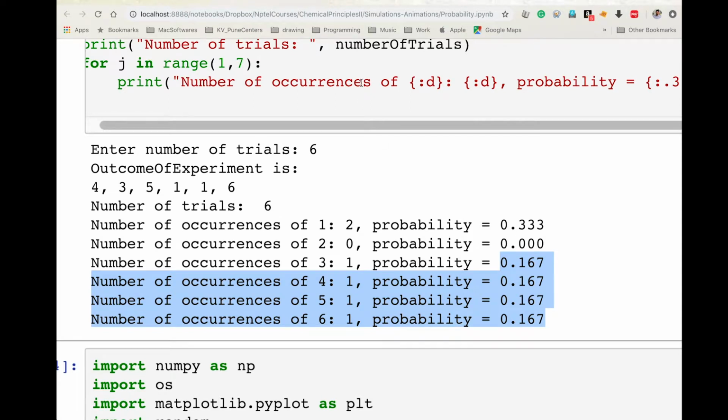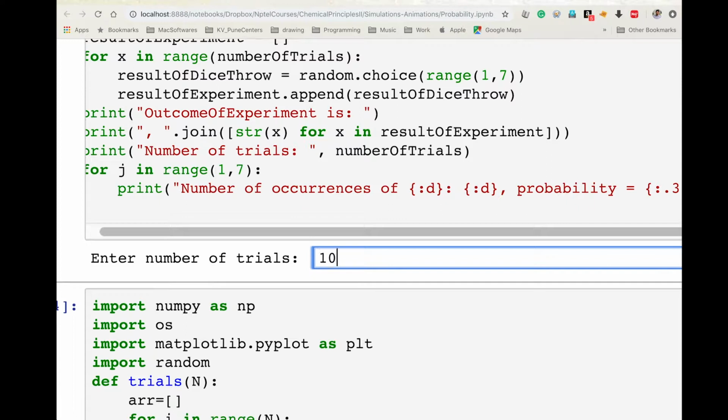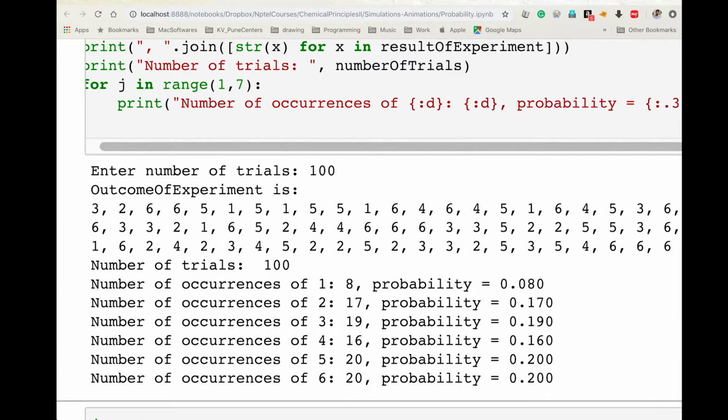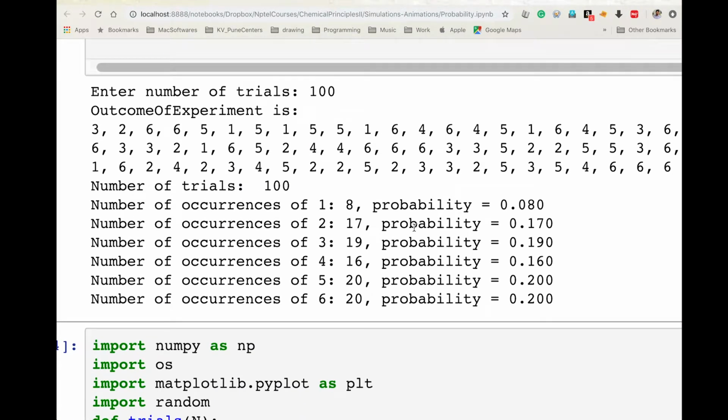Let us then increase it and make it 100 times, and what do I get? Again, as you can see, none of the probabilities came out to be right, because in 100 times I should have got around 16 point some, 16 or 17 times, right. And you can see the number of occurrences of 1 is only 8, much less than expected.